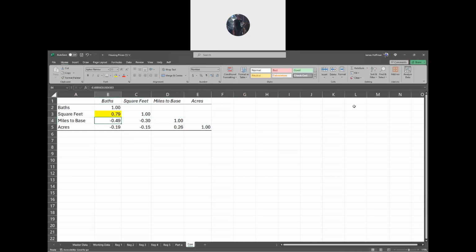Miles to base and BAS. Usually, definitely if it's under 0.5, you don't have to worry about it. So there's not much of a correlation between miles to base and BAS, between square feet and miles to base, between BAS and acres, between square feet and acres, or between miles to base and acres. The only concern is this one. Is it clear why that's the concern? These are the correlation coefficients, and it's close.